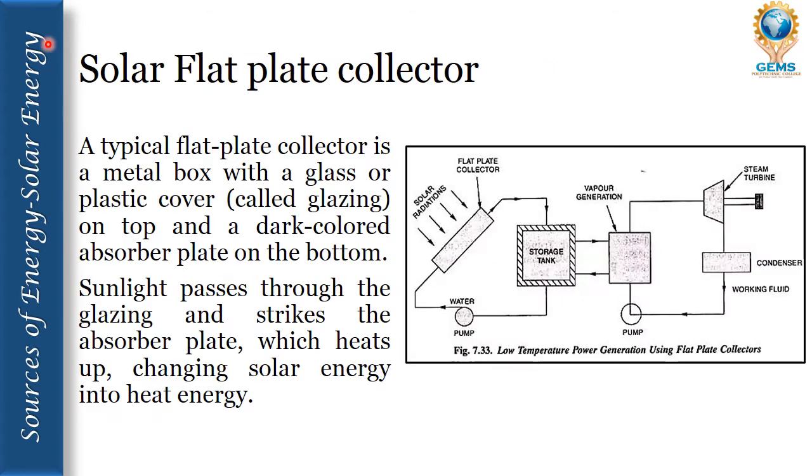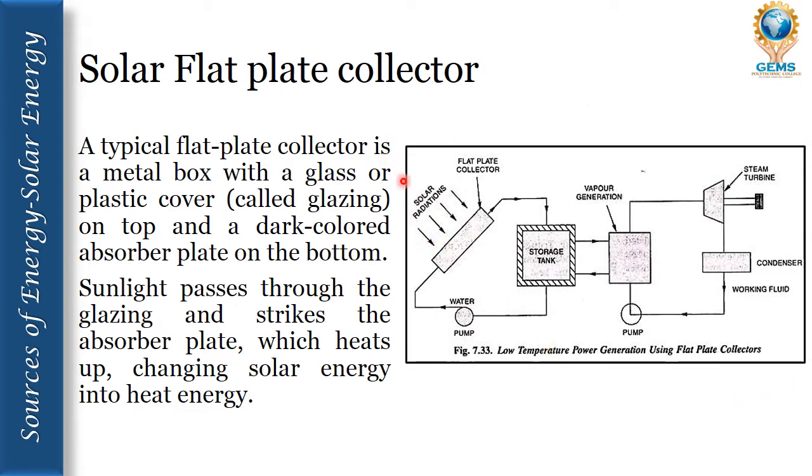Solar flat plate collector. So this is the layout of the solar flat plate collector. A typical flat plate collector is a metal box with a glass or plastic cover called glazing on top and a dark colored absorber plate on the bottom. Sunlight passes through the glazing and strikes the absorber plate, which heats up, changing solar energy into heat energy.